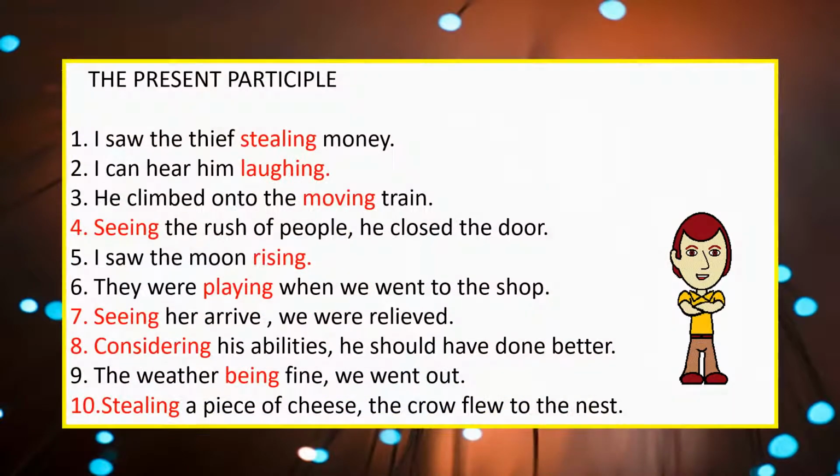Let's see the example of the present participle. First, I saw the thief stealing money. I can hear him laughing. He climbed on to the moving train. Seeing the rush of people, he closed the door. I saw the moon rising.